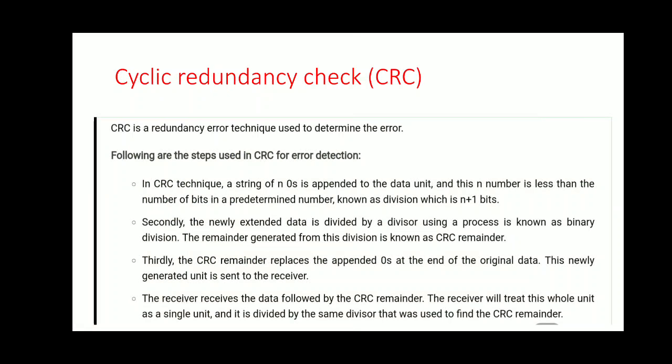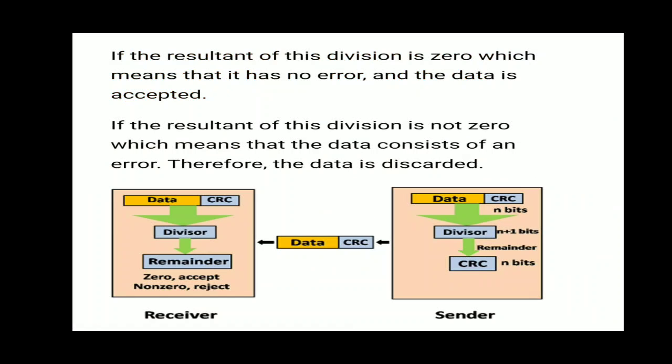And fourthly, the receiver receives the data followed by the cyclic redundancy check remainder. The receiver treats the whole unit as a single unit, and it is divided by the same divisor that was used to find the cyclic redundancy check remainder. If the result of the division is 0, it means that there is no error and the data is accepted. If the result of this division is non-zero, it means that the data contains an error, therefore the data is discarded.